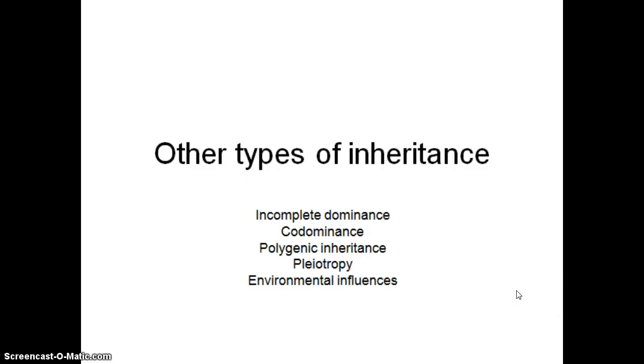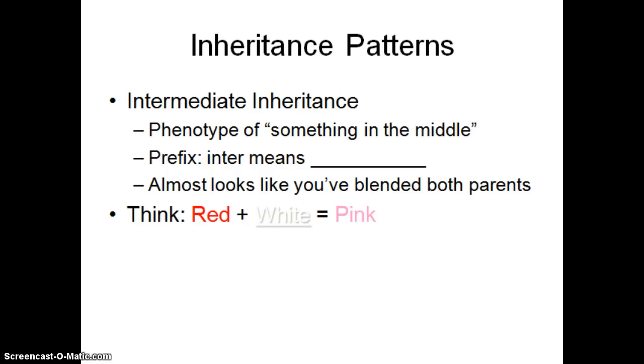Alright guys, today we're going to learn a little bit about the other types of inheritance. We've already covered dominant and recessive, sex-linked, blood type, which is multiple alleles, autosomal dominant diseases, and autosomal recessive diseases. So now we're going to go into other areas: incomplete dominance is another type. Codominance is again the blood type, specifically AB blood type, where they're both being revealed, and also polygenic inheritance, pleiotropy, and environmental influences. So let's start off with incomplete dominance.